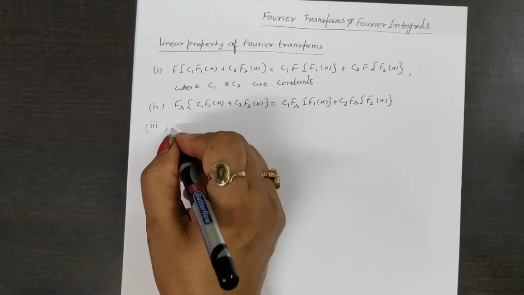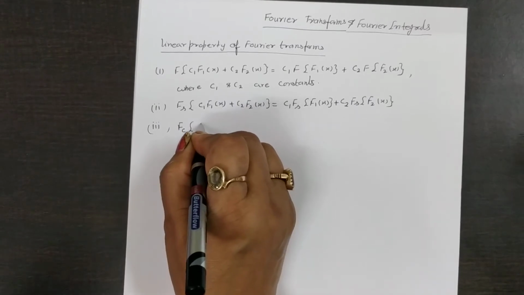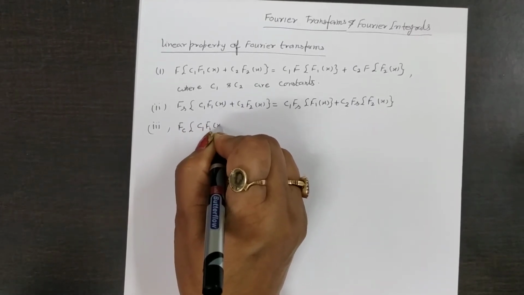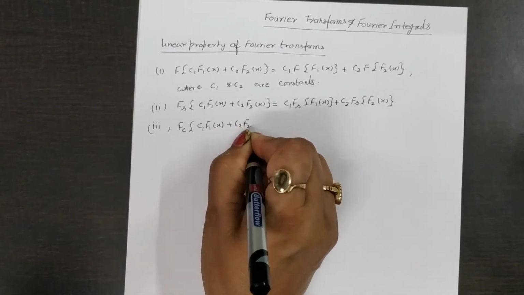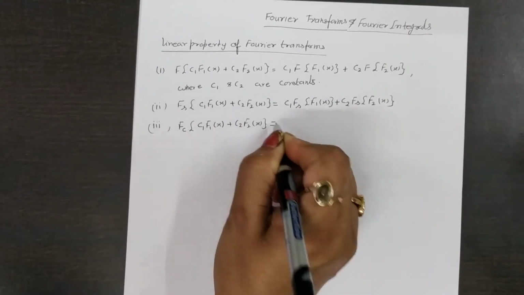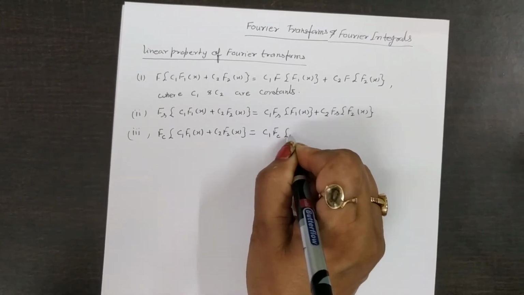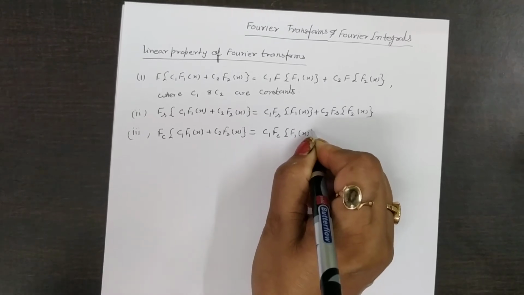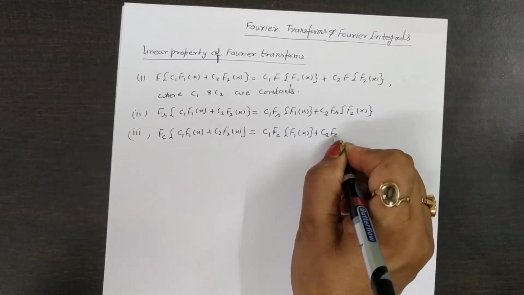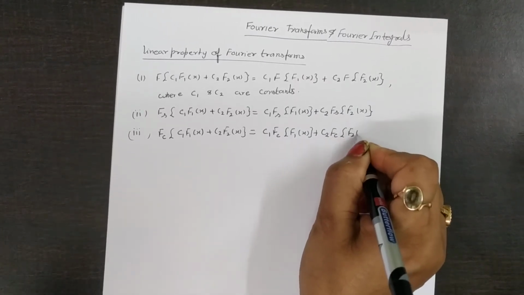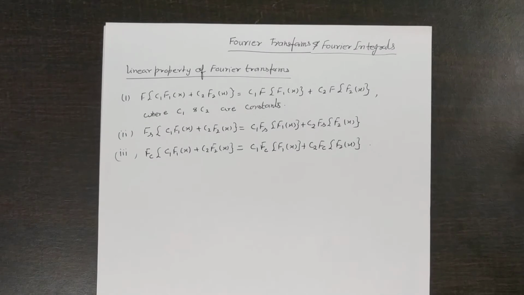And similarly the third property is the cosine property: F_c[c1 f1(x) + c2 f2(x)] = c1 F_c[f1(x)] + c2 F_c[f2(x)]. These are the linear properties of the Fourier transform.